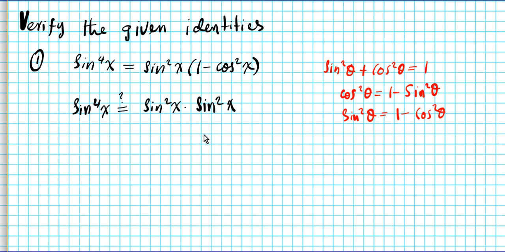Now we're going to use the product property of exponents. Whenever you're multiplying exponents of the same base, what do you do with the powers? You add the powers, right? So it's going to be sine to the 2 plus 2, plus 2x. You add the powers, and then you have sine to the fourth x. Is it equal to sine x raised to the fourth power? Are they the same? Yes, they are. So we have verified that the identity is in fact correct.